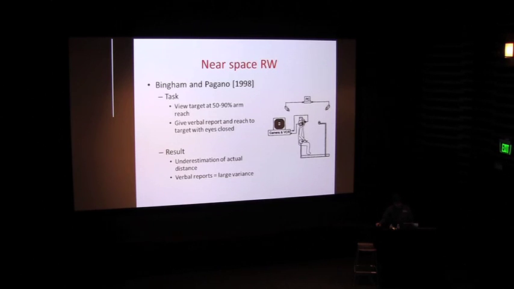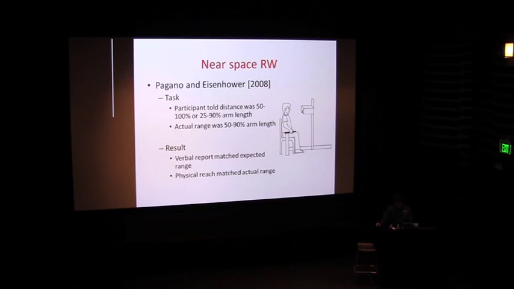So he also found that, for instance, if you told participants, and it might be on another slide, there it is. So in another experiment, participants were told that the distances at which they viewed targets were either 50 to 100% of the maximum arm reach, or 25 to 90% of the maximum arm reach. They were either at a further range or at a closer range of distances to them. And he found that the verbal reports matched the participants' expectations of what they were told and what they would find in the environment, but the physical reaches did not.